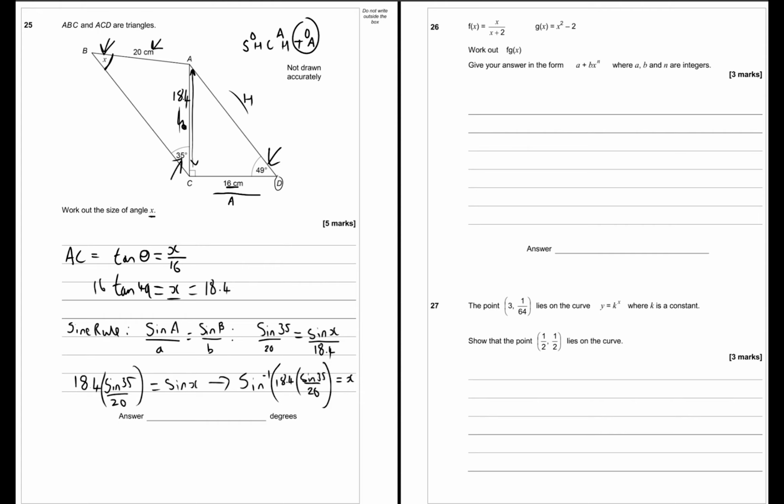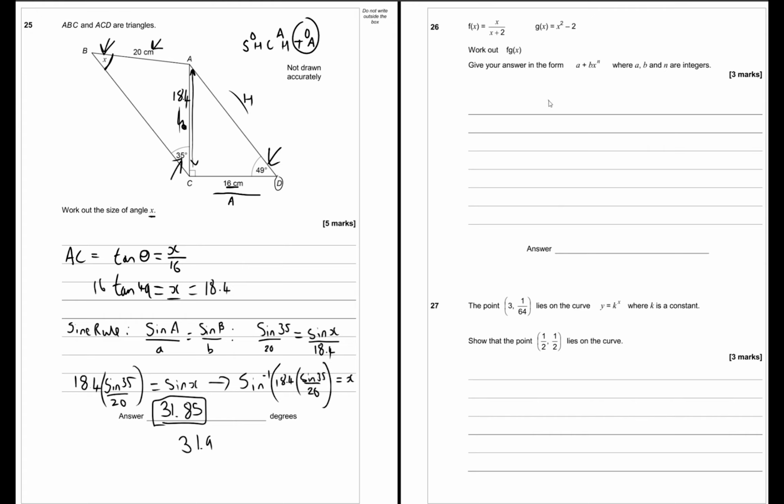Okay, put this in your calculator, see what you get. When you put that in your calculator, you should get an answer of 31.85 to two decimal places. You can also write 31.9 and that's fine as well.